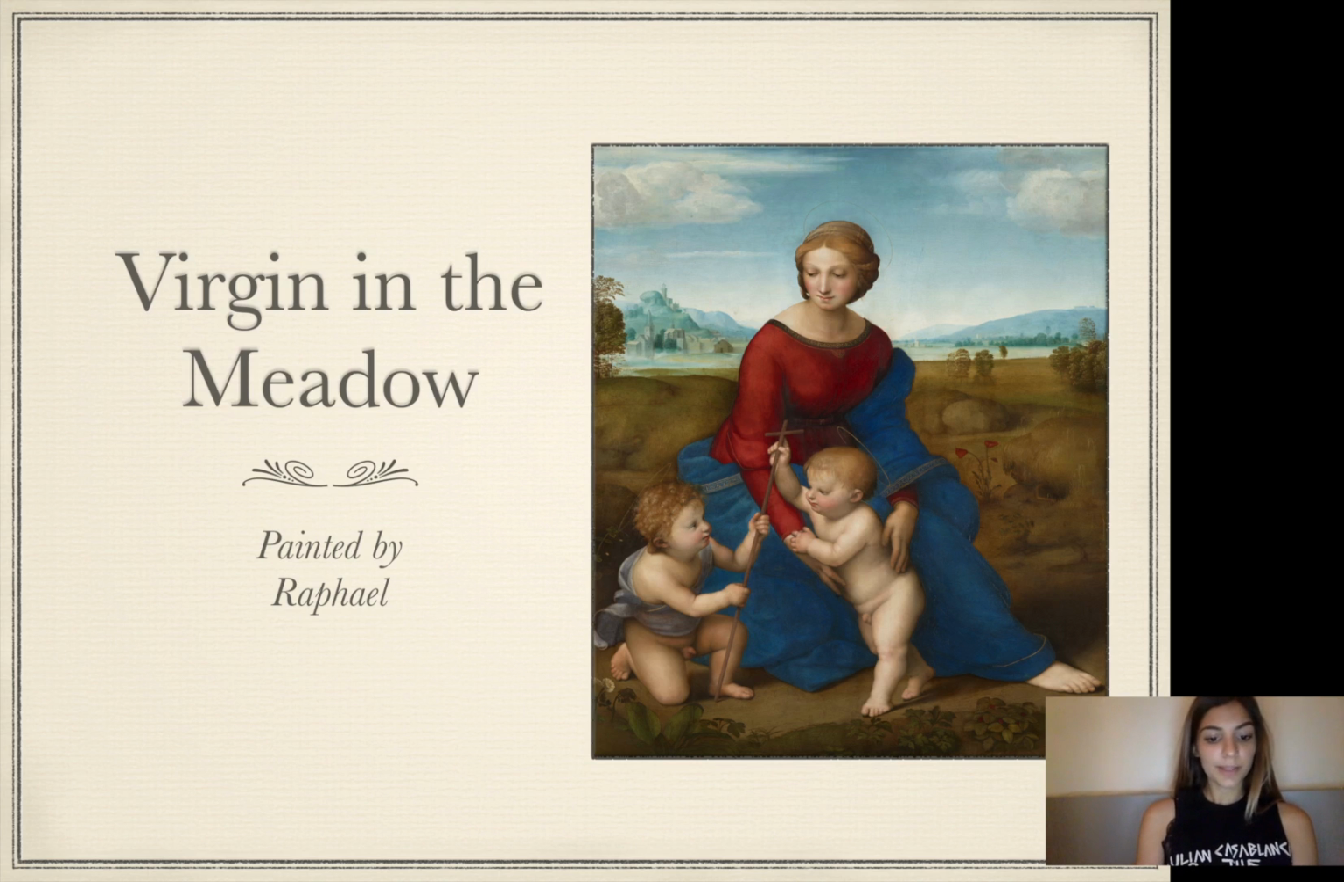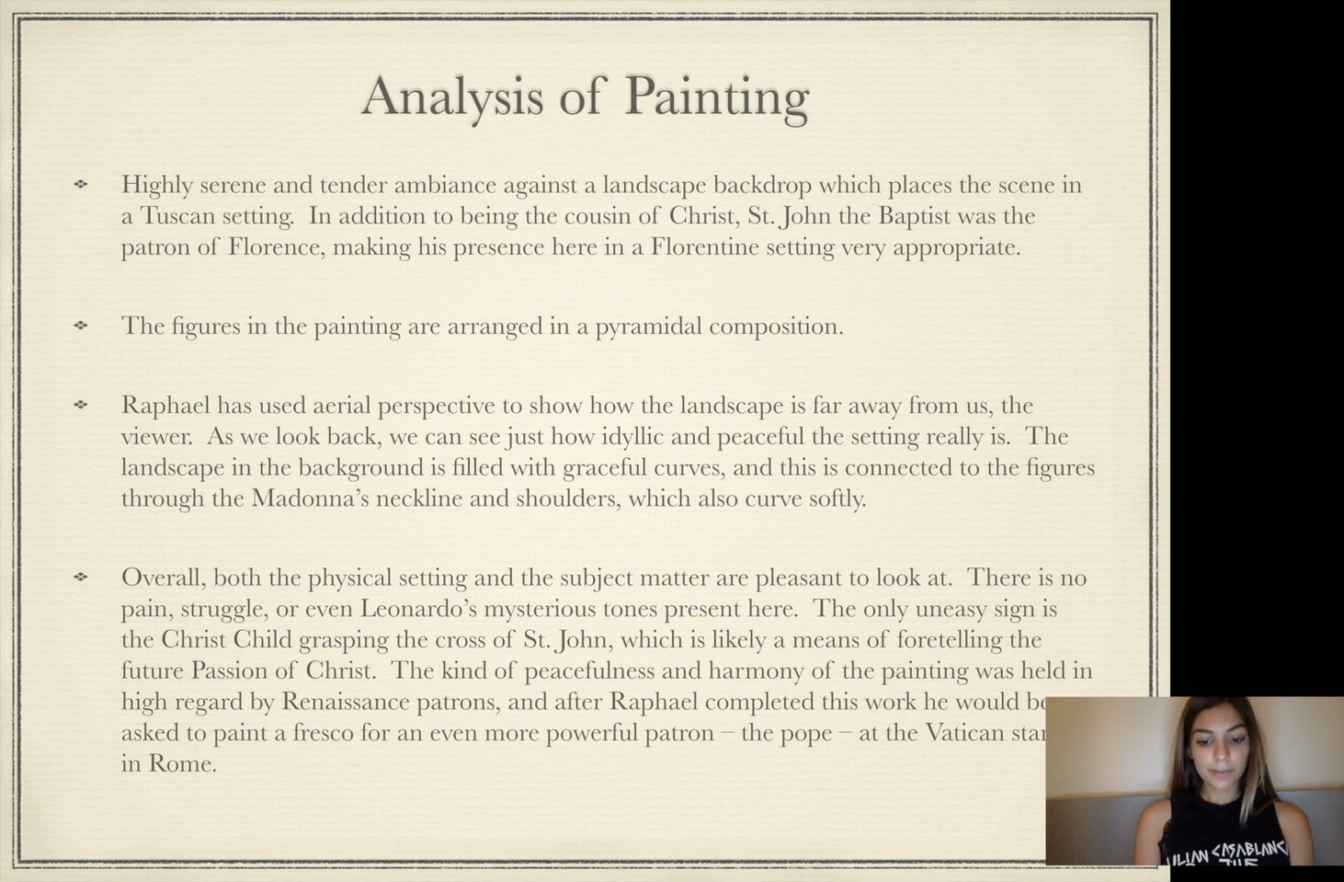The figures in the painting are arranged in a pyramidal composition. Raphael had used aerial perspective to show how the landscape is far away from us, the viewer. As we look back, we can just see how idyllic and peaceful the setting really is. The landscape in the background is filled with graceful curves, and this is connected to the figures throughout the Madonna's neckline and shoulders, which also curve softly.